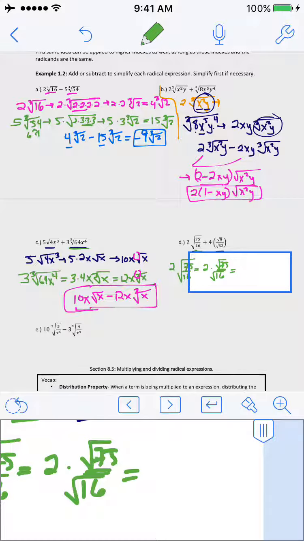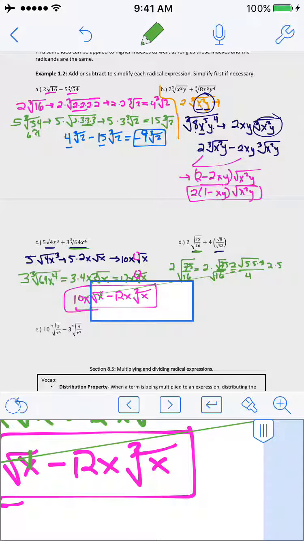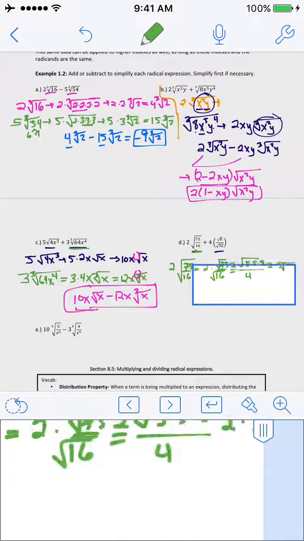75 divided by 5 is 15. I can take out, so that's square root of 5 times 3. Here's that 2. Square root of 16 is 4. So I get 2 times 5 root 3 over 4.